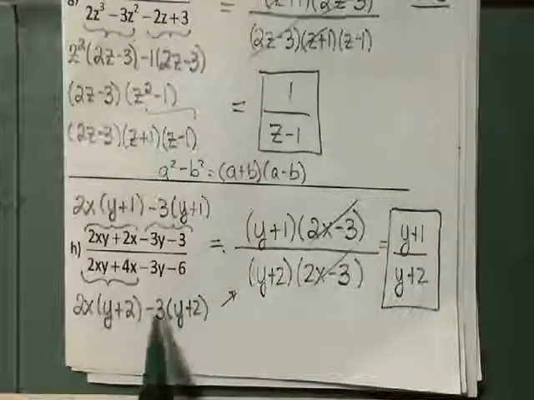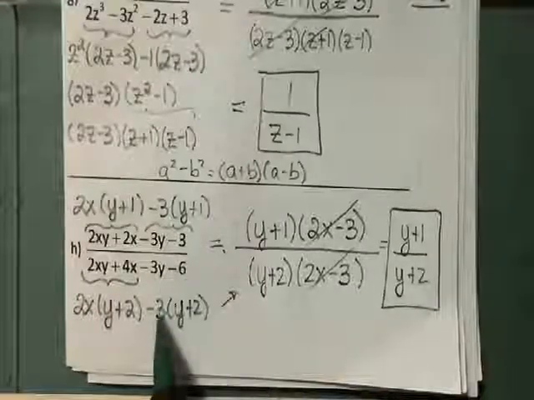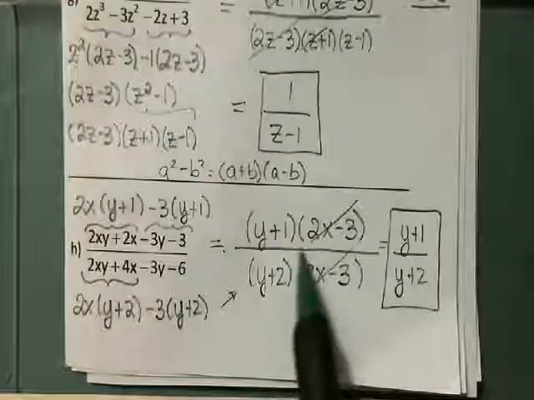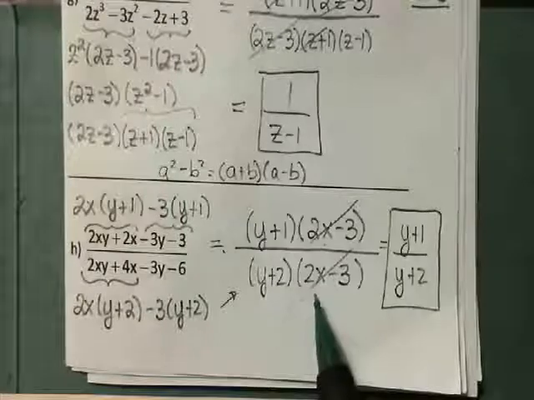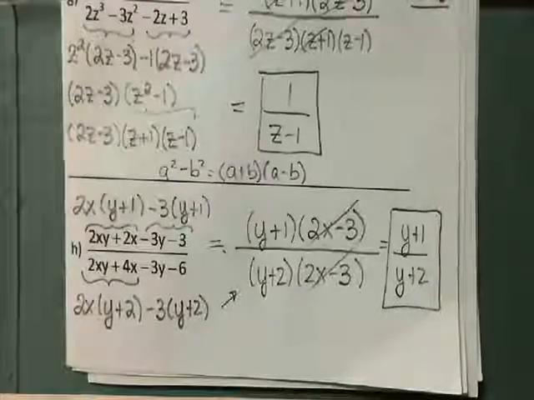Same thing happened on the bottom. You can factor out 2x from the first 2 and a negative 3 from the last 2, and you get these. Once you write them like this, you can cancel the 2x minus 3, and your final answer is y plus 1 over y plus 2.